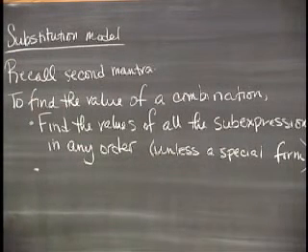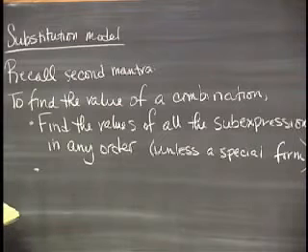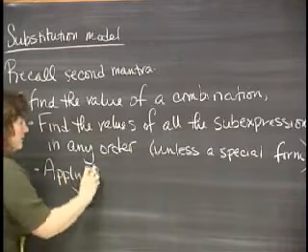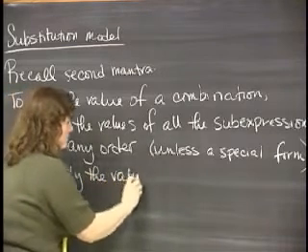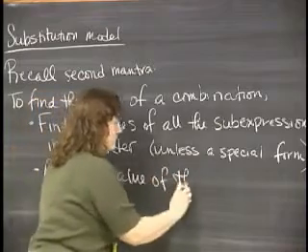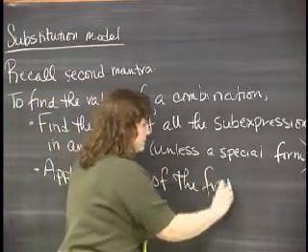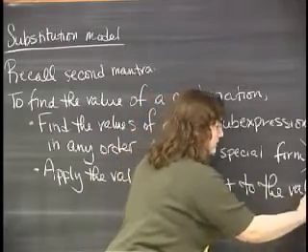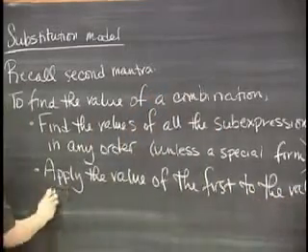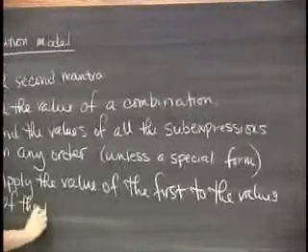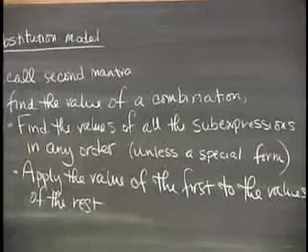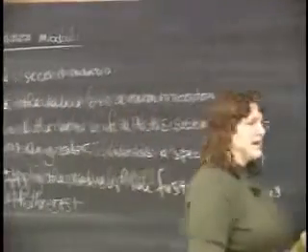Second step. We need to evaluate it, but we apply. Apply the value of the first to the values of the rest. Okay. Like that. Let's write a procedure to calculate the absolute value of a number.